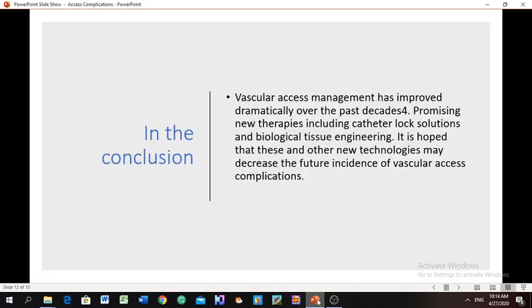In conclusion, vascular access management has improved dramatically over the past decade, with promising new therapies including catheter lock solutions and biological tissue engineering. It is hoped that these and other new technologies may decrease the future incidence of vascular access complications.